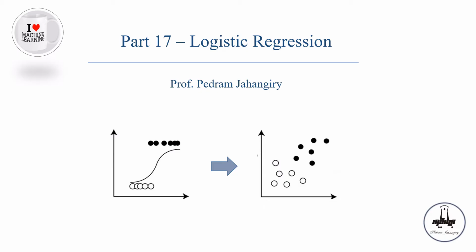Alright, part 17, logistic regression. Logistic regression is a regression model that is mostly used for classification. So what does this mean? Well, remember, the output of the model are probabilities. For example, what are the probabilities of someone defaults versus not defaults?